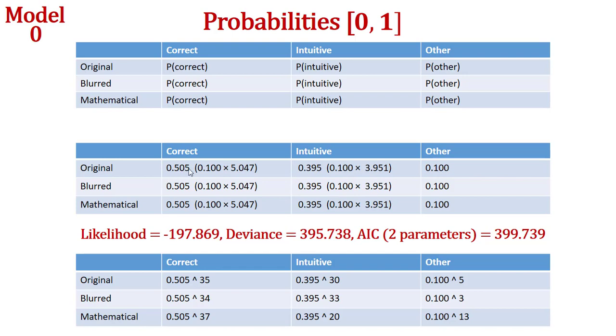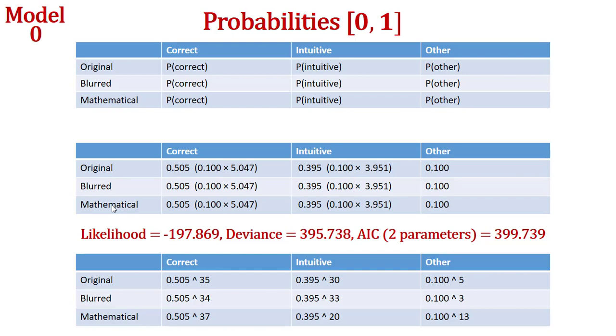Now, again, we've got the same values for the three rows, and that's because we are not taking into account the type of problem. We make the same prediction for all the problems. Why are we doing that? Because the model is a null model that tells us that there is no effect. When we go to model 1, we want to see whether model 1 is better than this model 0 that says that there is no effect.